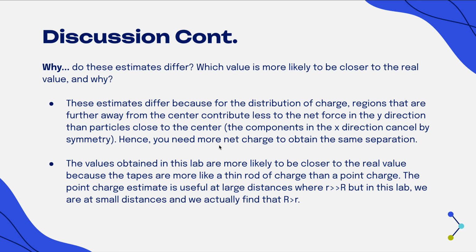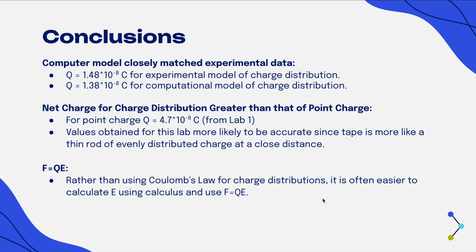So that means you need more net charge to obtain the same separation when you're treating it as a charge distribution horizontally. The values obtained in this lab are more likely to be true because the tapes behave more like a thin rod of charge compared to a point charge. And it's useful because we're at very small distances, compared to very large distances where it's appropriate to use a point charge estimate. So in conclusion, these are the values that we found for the charge, and they were much greater than those obtained in the first lab.